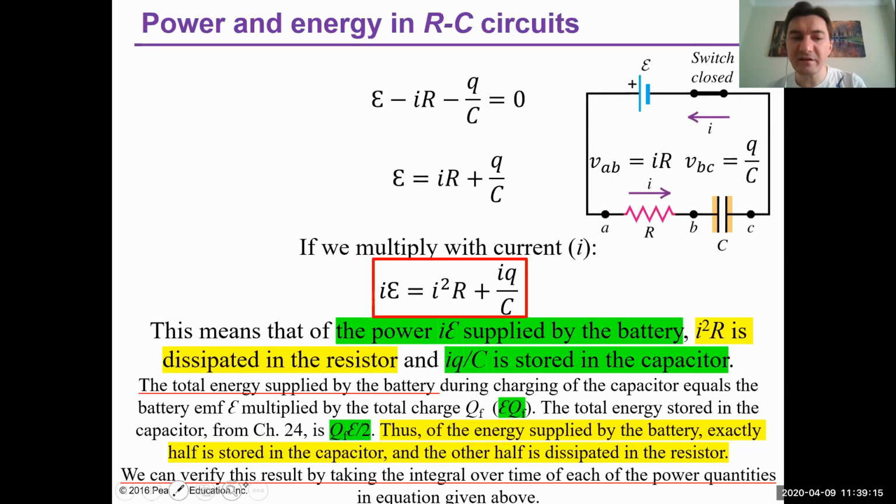You can get this result by taking the integral over time of each of the power quantities in the equation given here. If you take the time derivative of this expression, you can get the same result.